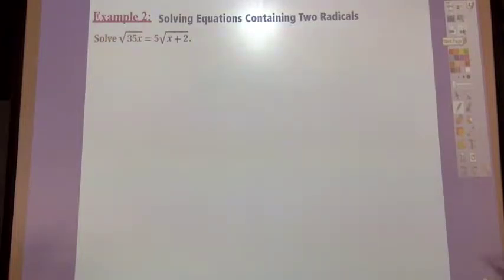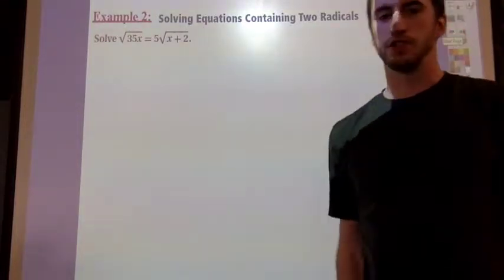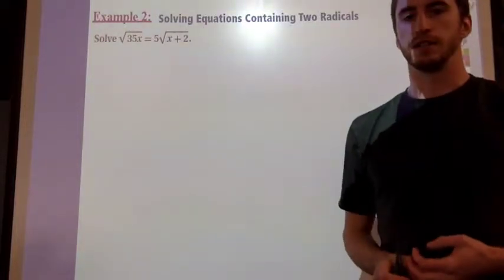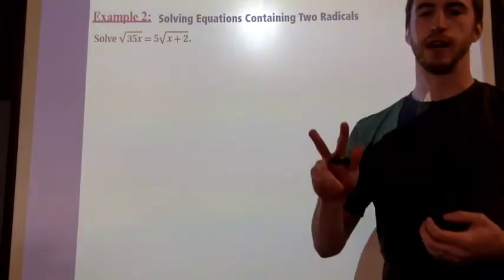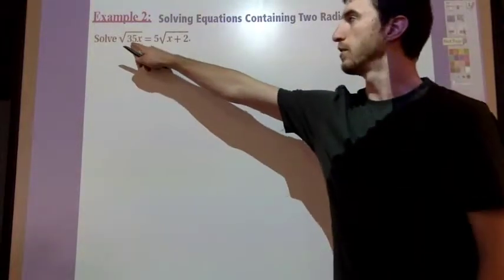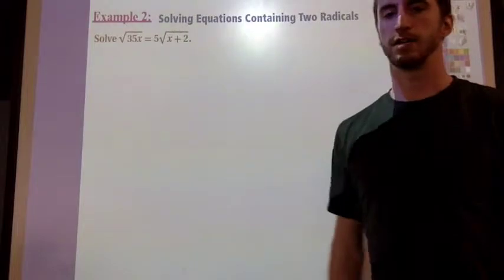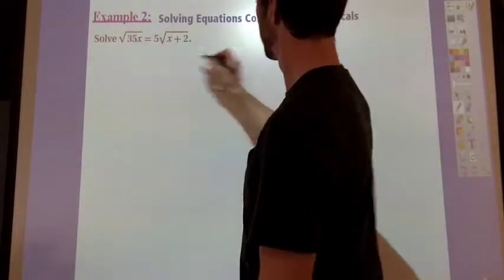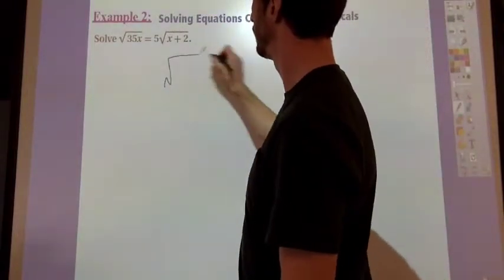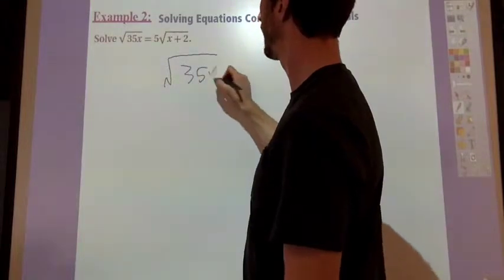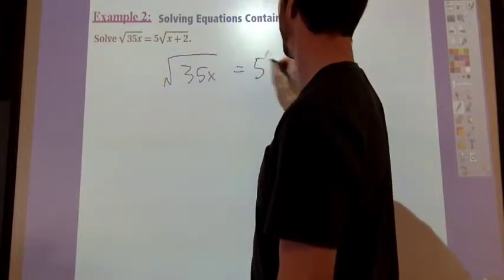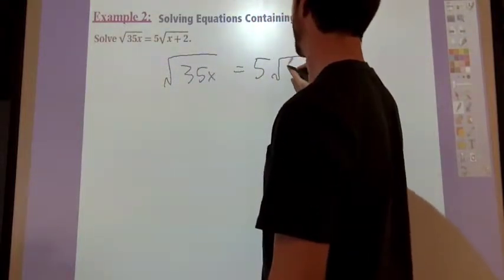Okay. Now this is about solving equations that have 2 radicals. So there's a radical over here and a radical over here. So I'll rewrite this, and we've got the square root of 35x equals 5 times the square root of x plus 2.